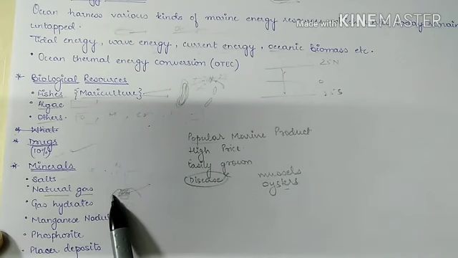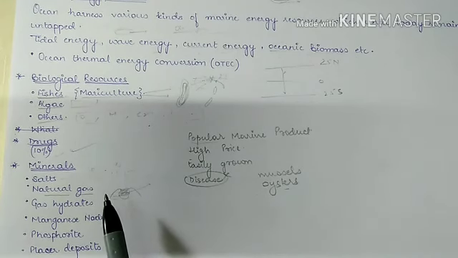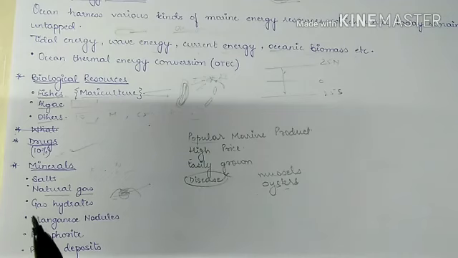Then we have two types of gas hydrates on the basis of origin: first is biogenic, then we have thermogenic. The biogenic is produced by microbiological degradation of organic matter in marine deposits where oxygen is absent, while the thermogenic methane is produced by non-biological thermocatalytic reaction at high temperature in the deeper part of the subsurface.